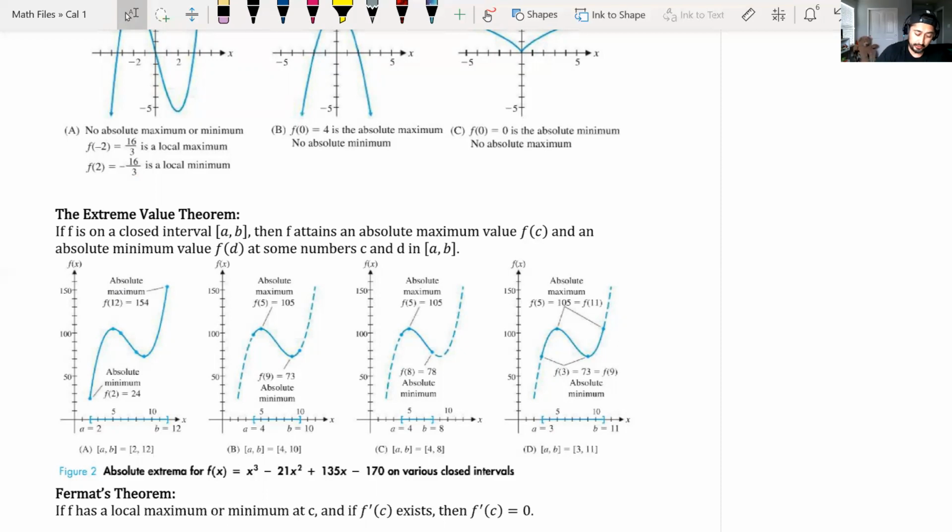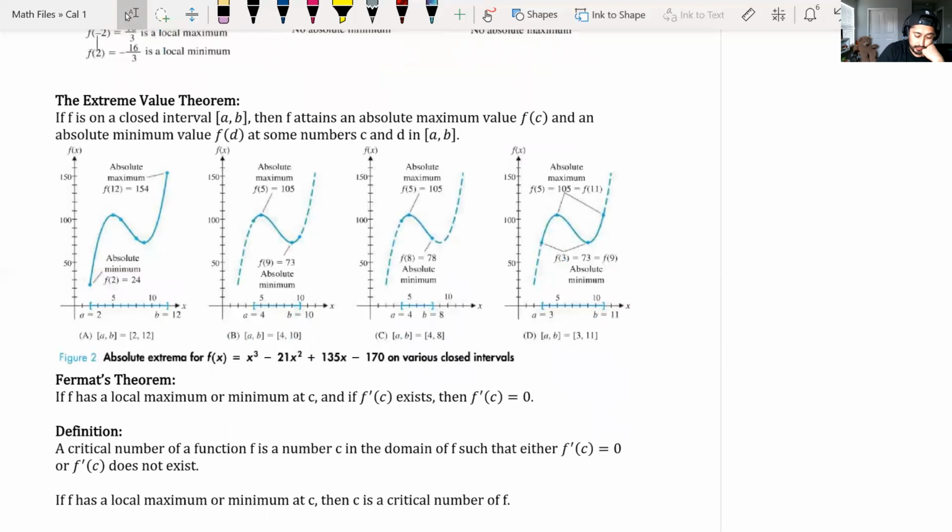Okay, so if you look at the graphs below, the interval is closed. So for the first graph, the interval is closed from 2 to 12, and this means that it has an absolute max at 154 and an absolute minimum at 24. Since the graph is closed off, this is where the graph stops. So you'll have an absolute max and an absolute minimum.